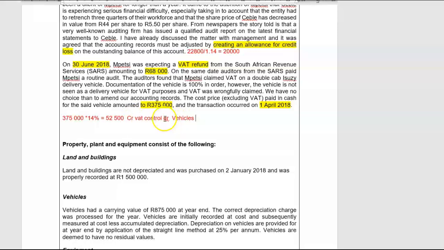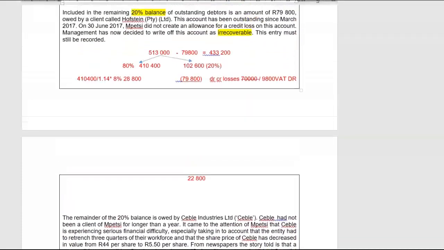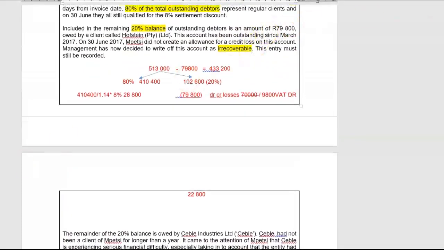Also for that same amount. Good. So let's quickly, before we move on to property, plant and equipment, have a look at how our trade and other receivables will look like at this point in time.